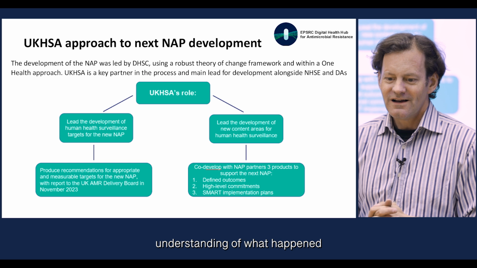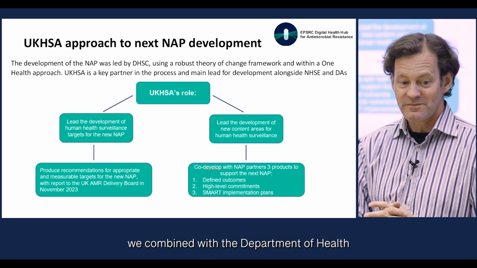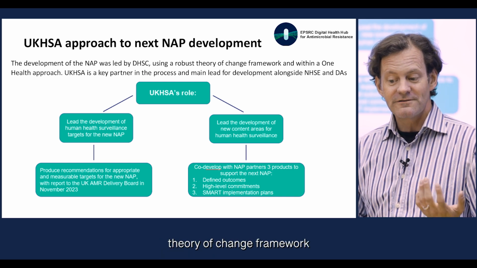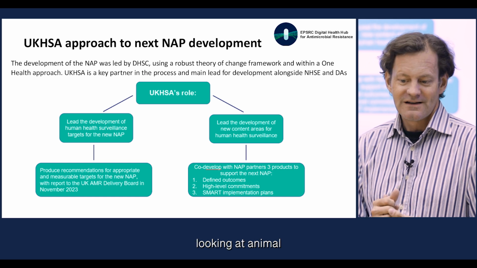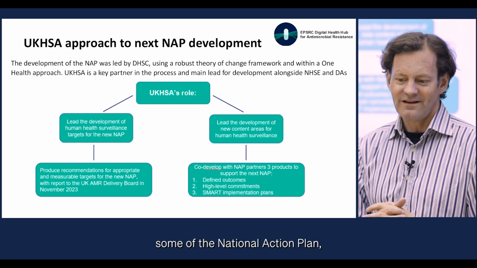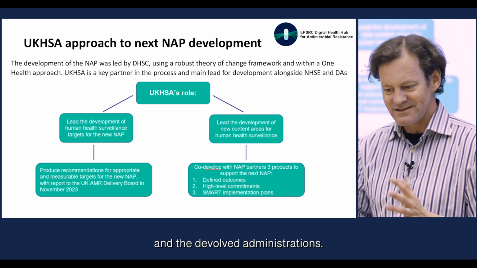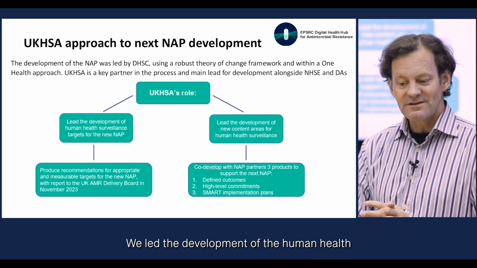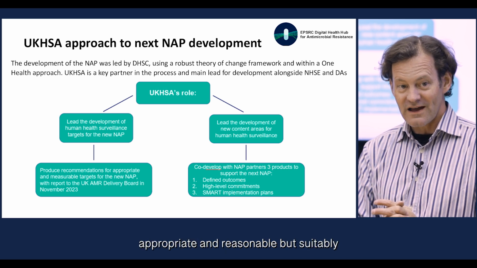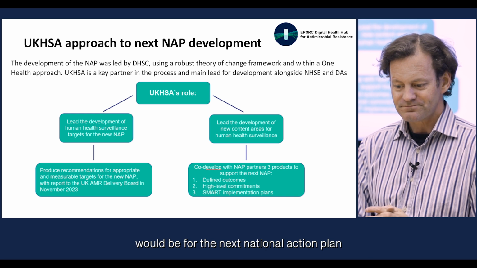So based on our understanding of what happened in the last National Action Plan, we combined with the Department of Health and Social Care, who led the development of the next National Action Plan, using a robust theory of change framework within a One Health approach, looking at animal health, environmental health, and human health all together. We co-developed some of the National Action Plan with UKHSA as a key partner, alongside NHS England and the devolved administrations. We led the development of the human health surveillance targets, producing recommendations for what we think would be appropriate and reasonable but suitably ambitious targets for the next National Action Plan.